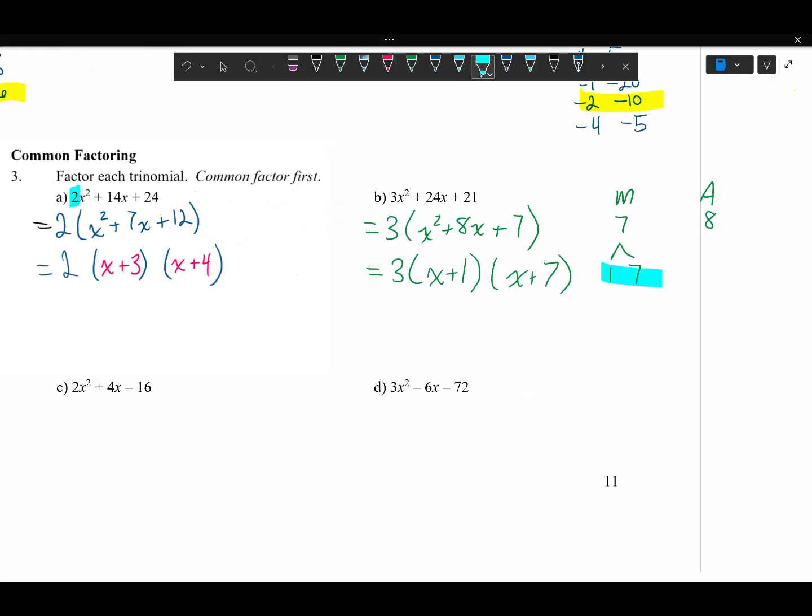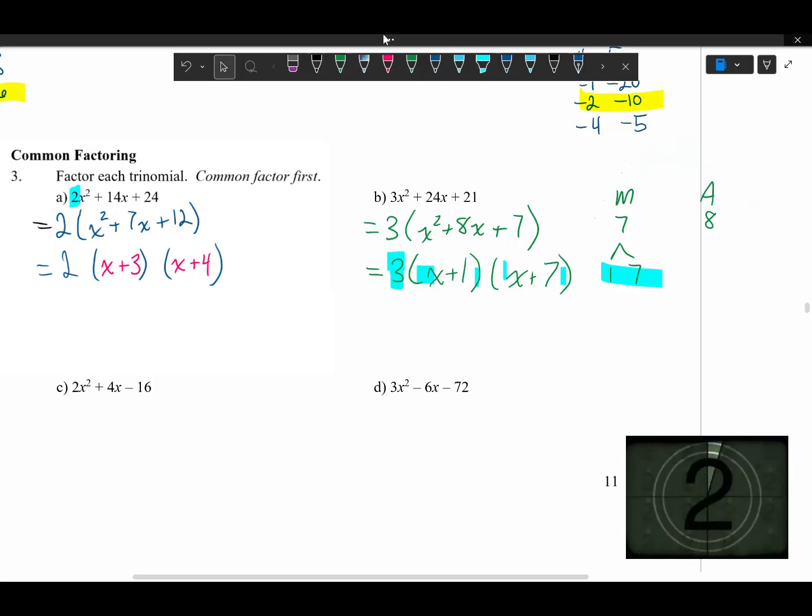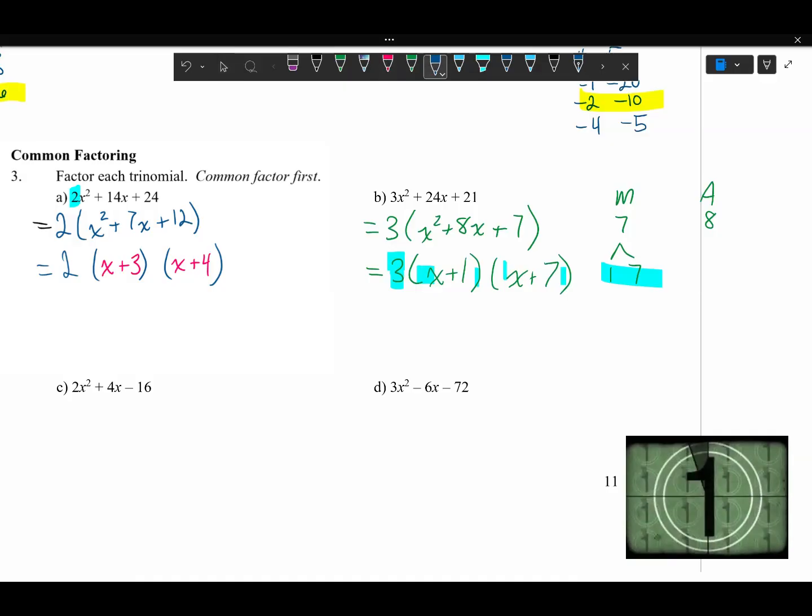Good, question 3B, nice and easy, same pattern. We common factored out our 3 to begin with, and then we ended up with x squared plus 8x plus 7. We know how to factor that simple trinomial. We brought the 3 along for the ride, and we ended up with our 2 factors that we found from multiplying to 7, adding to 8. Nice work. At this point, folks, try out question 3C, try out question 3D, unpause, see how you do.